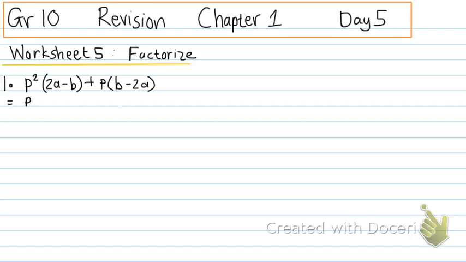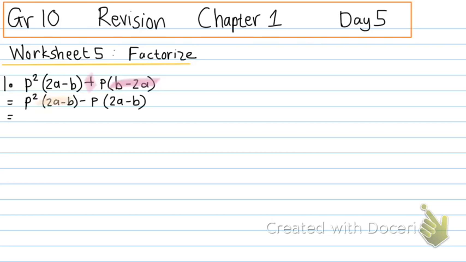Now I see that the brackets are switched around. It's 2a minus b and b minus 2a. To switch it around, I have to do a sign change. So I'm going to change the sign of this one and change it to negative b, and then it will switch around. It's a sign change. So it will be 2a minus b, then in the next bracket.